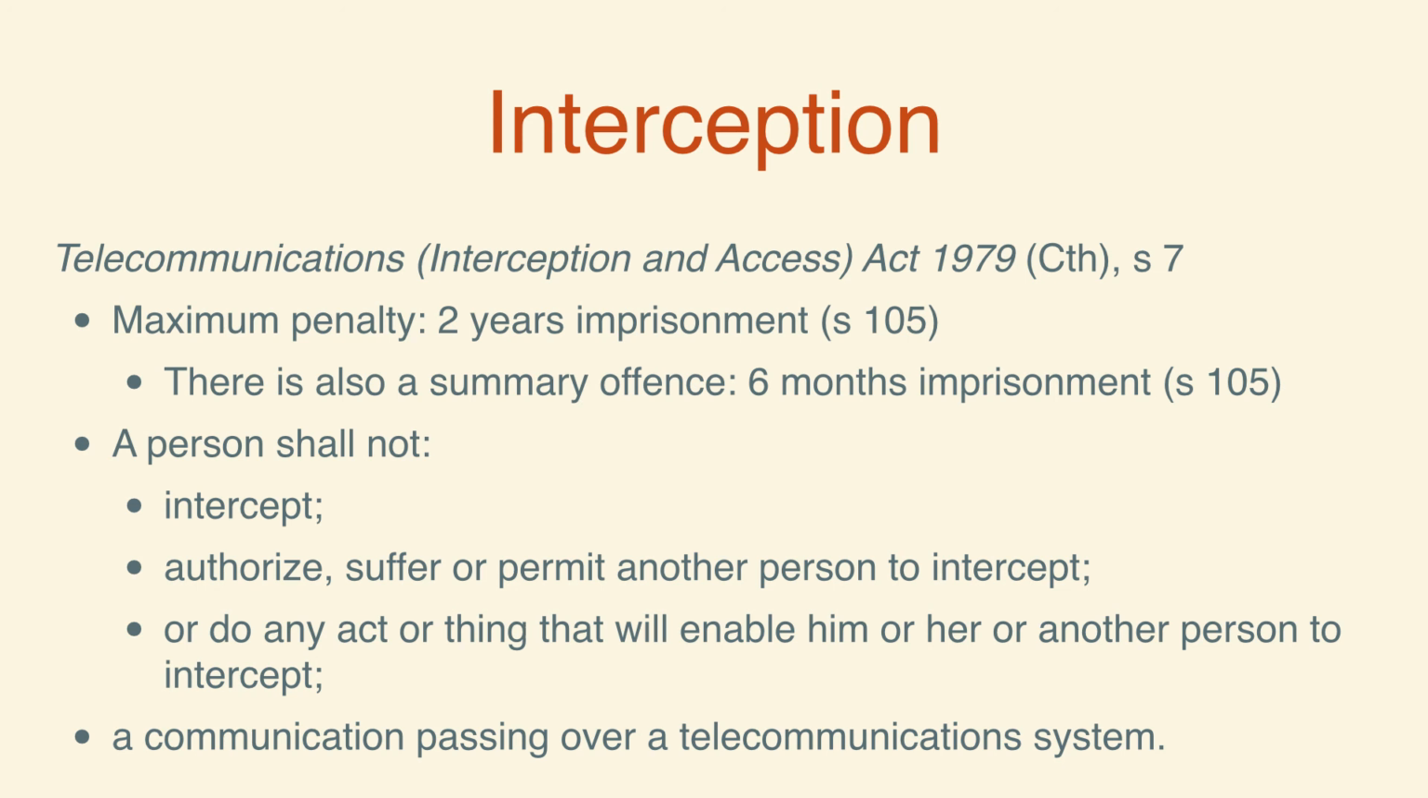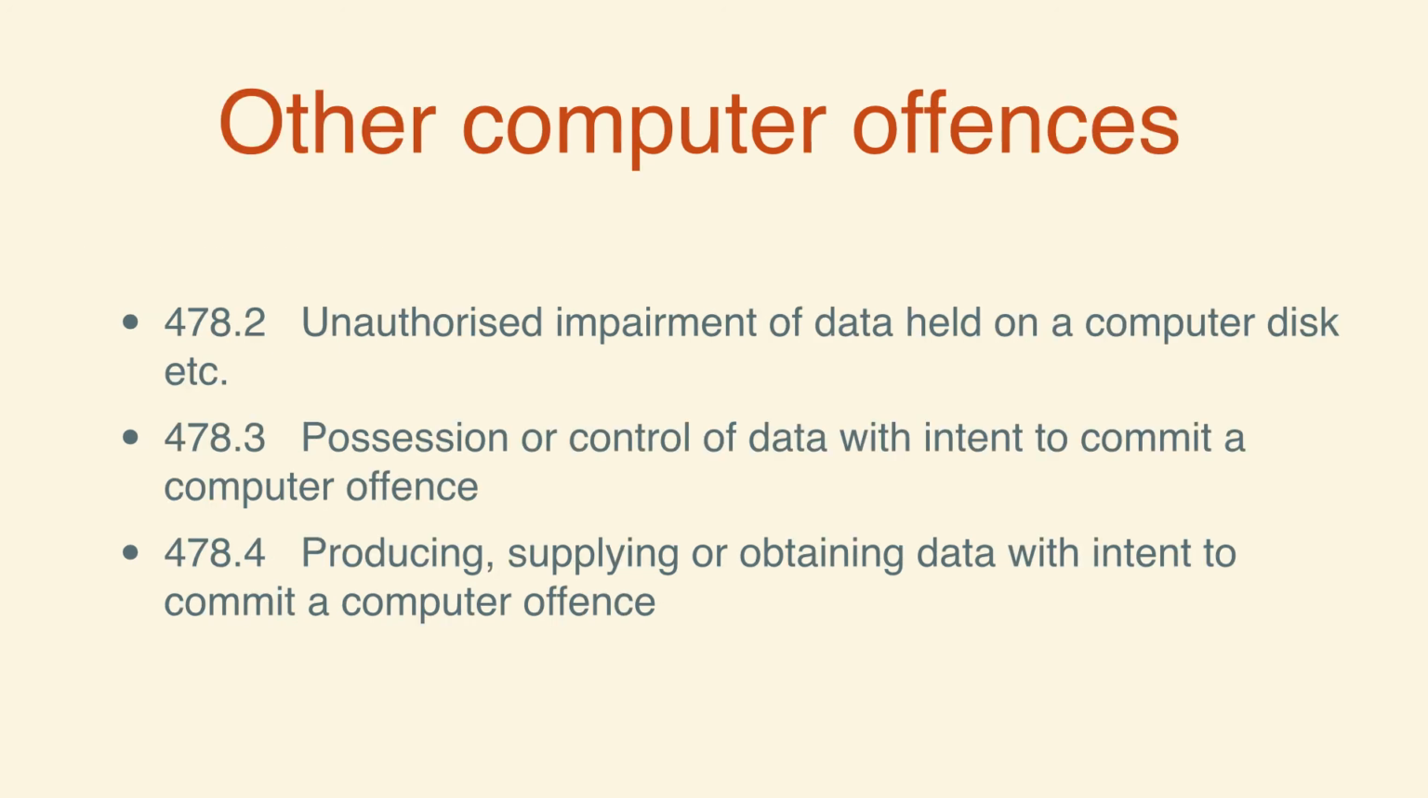All of these offences have exceptions that apply to law enforcement agencies and security personnel. They also have exceptions that apply for people who are carrying on their legitimate duties as part of an operator of a telecommunications network or system. If you look further into the Criminal Code, you'll see that there are a host of other computer offences too. These include 478.2, the unauthorized impairment of data held on a computer disk. There are also prohibitions on possessing or supplying the information or tools that are required in the commission of a criminal offence.